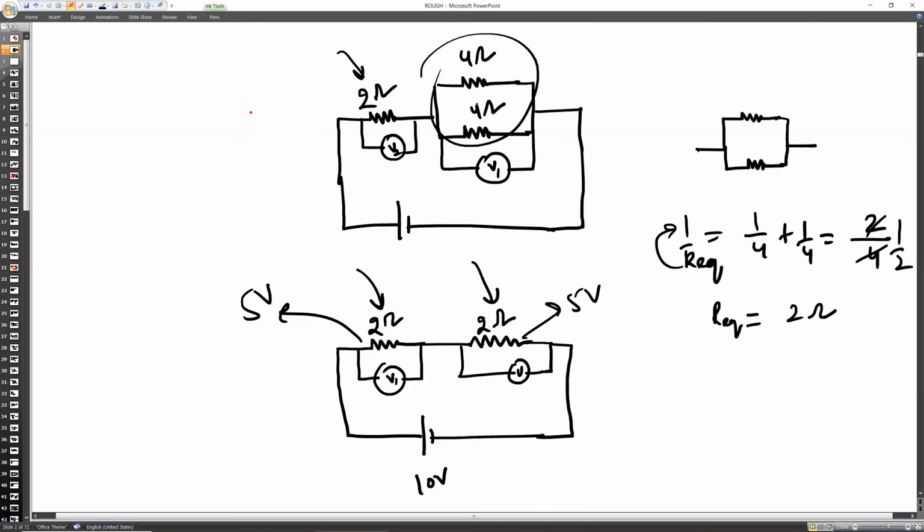Because they are two 4 ohm resistors, but you don't consider them as 4 ohm and 4 ohm. They are actually a 2 ohm resistor. Just imagine this is a single resistor of 2 ohm. So whatever answer you get for the 2 ohm, that would also be for the 4 ohm resistors. Understood? Is there any doubt regarding this question?